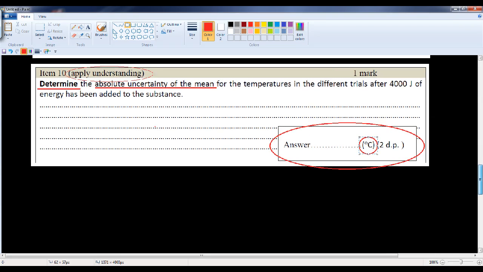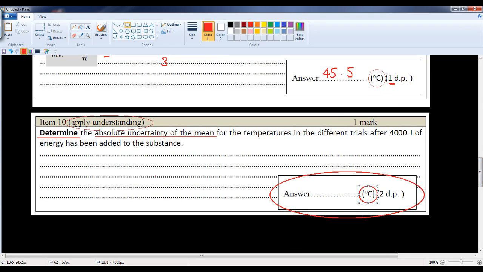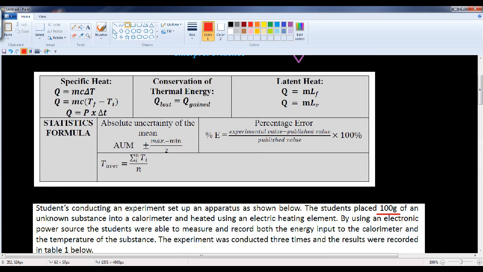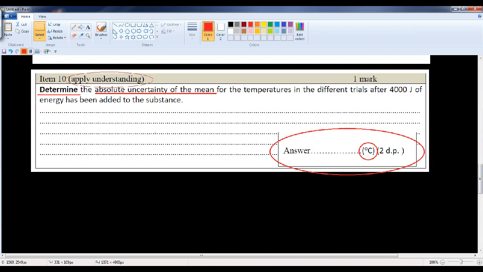So what's the absolute uncertainty of the mean? We are not quite familiar with this one. But if you are not quite familiar with it, it should be in the list of formulas, right? So let's go back to the list of formulas. You see there's the absolute uncertainty of the mean. Actually, we do have one. So that's what we are going to use. We are going to use this formula to find the maximum minus minimum, divided by 2.